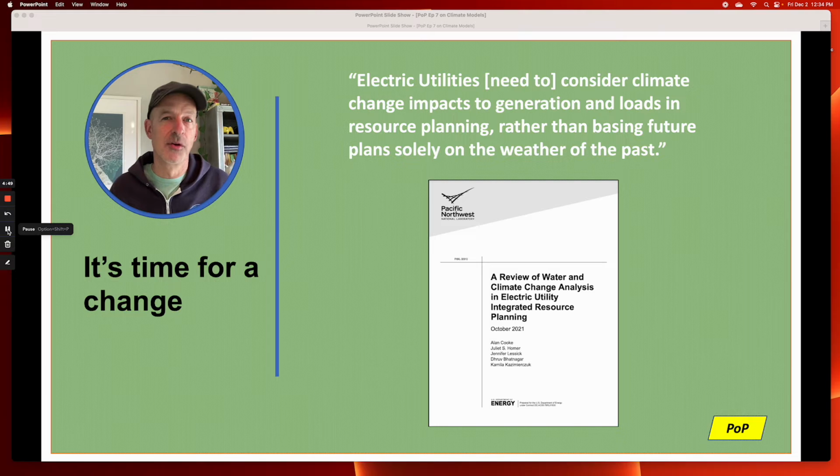So near the end, they make the statement that utilities need to consider climate change impacts to generation and also to loads. It affects where people live and how much electricity they use, rather than basing their plans solely on the weather that has been witnessed in the past.